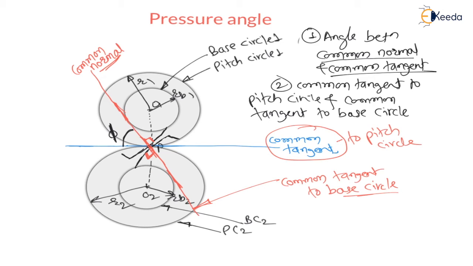Again, this common normal is also called generator, that we have seen in involute profile. In involute profile, this common normal will work as a generator.